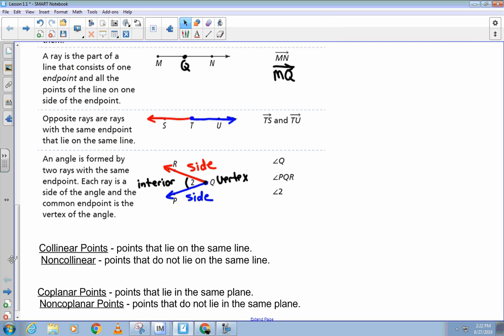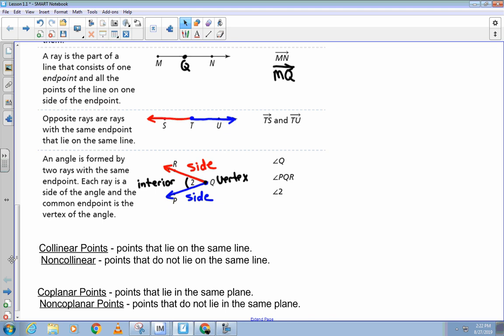Now, when you name the angle, you can do it in a couple of ways. Sometimes you can do it one way, sometimes you can do it another. So I'm going to tell you how. If they put a number in that interior, use the number. That's the easiest, and you have to put a little mini angle in front of it, so it's angle 2. Sometimes they don't give you the number. You can use the vertex, angle Q.